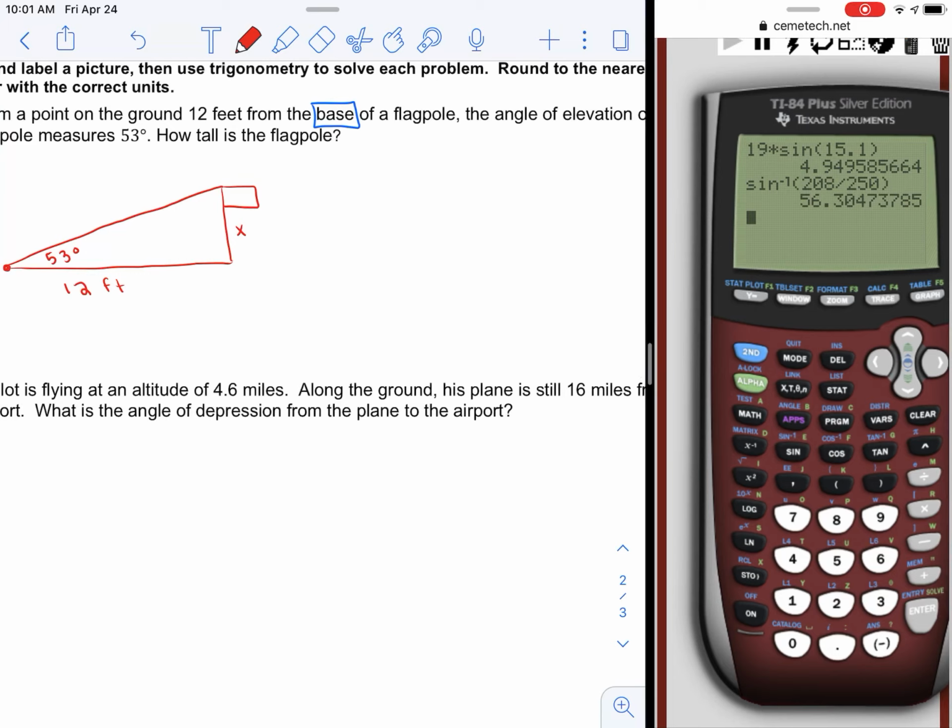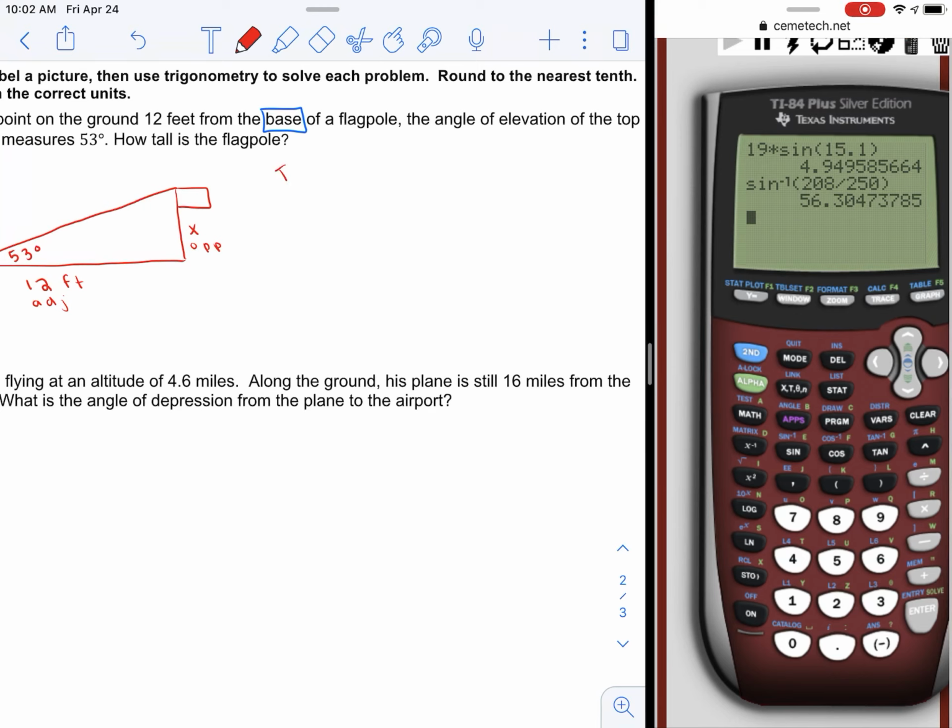Across from 53 is the opposite, and the adjacent side is the 12. So I see opposite adjacent, I'm thinking tangent. So I'm going to say that the tangent of 53 degrees equals x over 12. Now to solve for x, I'm going to multiply by 12. And so in my calculator, I do 12 times the tangent of 53, and I should get that x is approximately 15.9 feet. Notice in the directions it says include units.